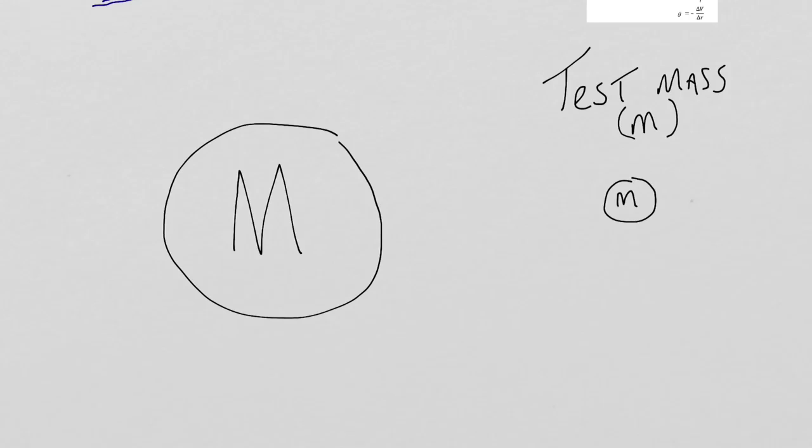So its mass is very, very negligible compared to the large mass, and therefore the effect of its field is very, very tiny. So then we can ignore the effect of the field of our little mass here and only worry about the field of our large mass here, which makes things a little bit easier.